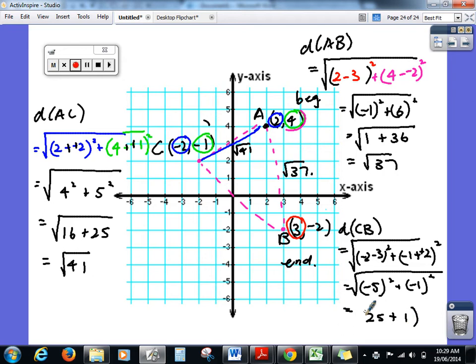Oops, sorry, let's start again. Square root, and then it becomes root 26.